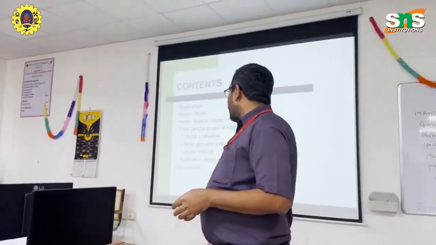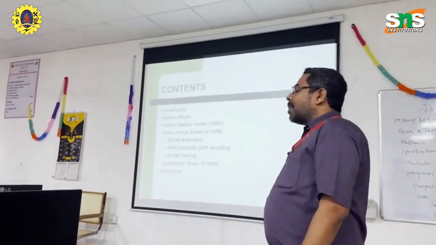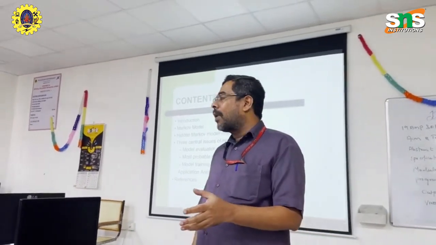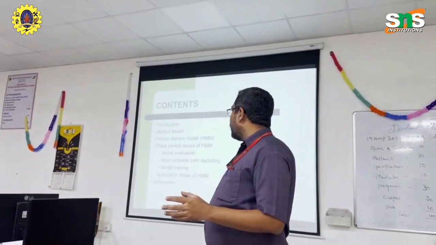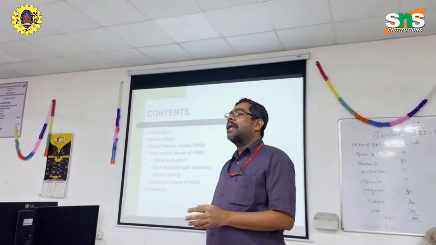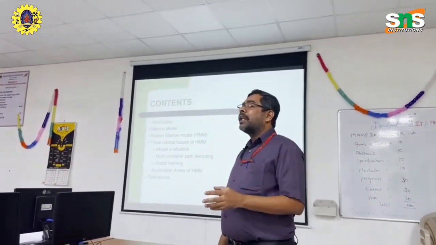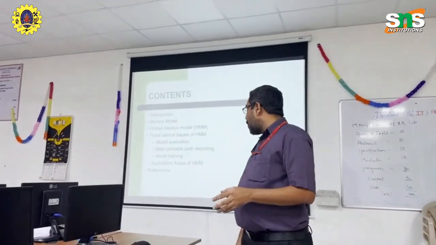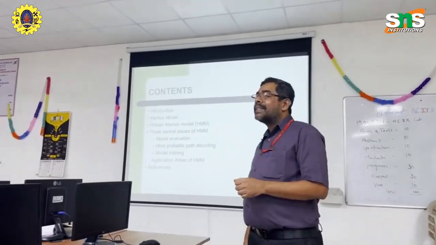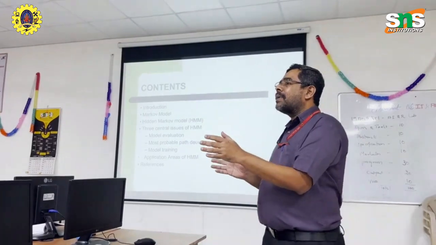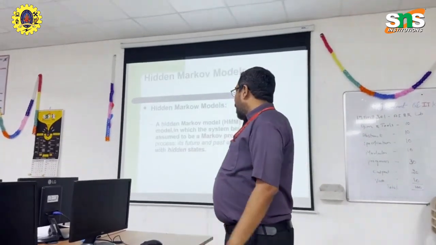Now we are going to see what the Markov model is, then the hidden Markov model, and then the three issues that happen in the hidden Markov model. That is model evaluation, then most probable path decoding, and the last one, model training. So these three issues we are going to see today.